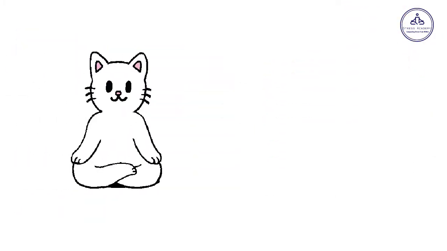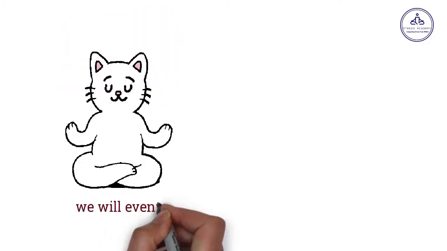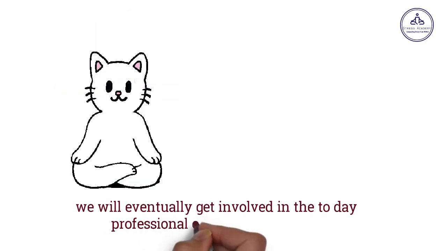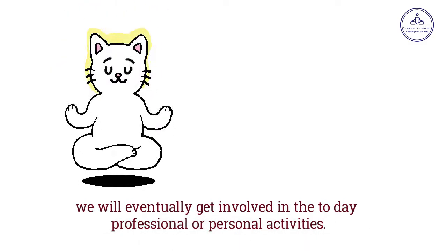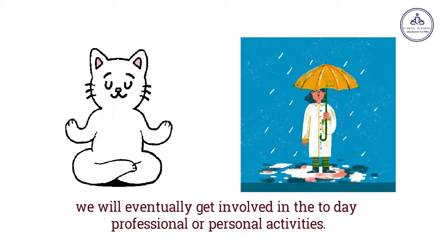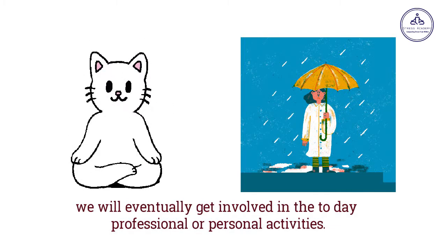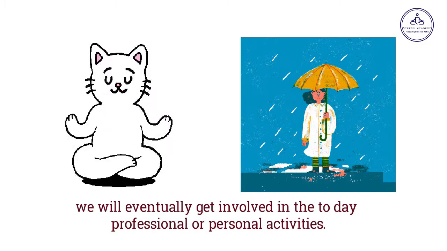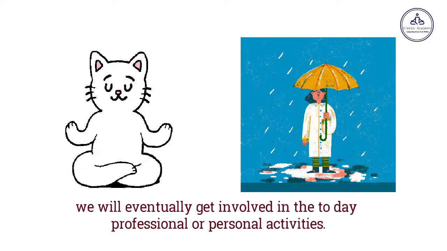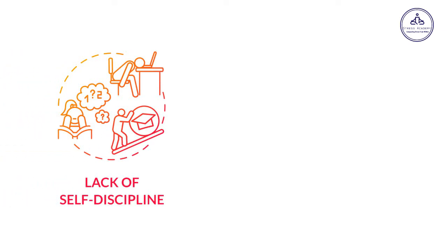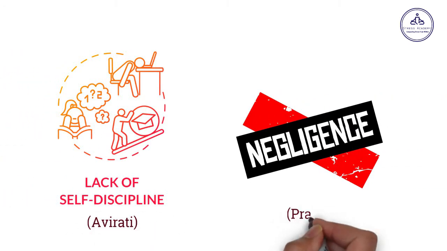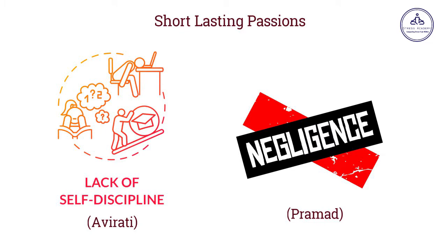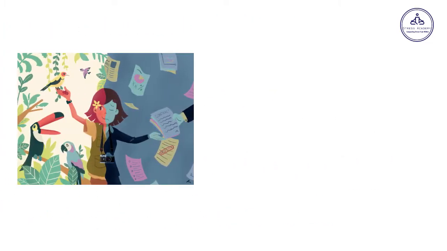This partial passionless state is a transient one because we will eventually get involved in our day-to-day professional and personal activities. However, due to improved resilience, the intensity of our passions will be milder than before. Now these passions are not accompanied by wrong beliefs, and they manifest primarily due to lack of self-discipline, or avidati, and negligence, or pramad. Due to absence of wrong beliefs, these passions don't last as long as long-lasting passions, and thus we call these passions short-lasting passions. These short-lasting passions result in short-lasting stress.